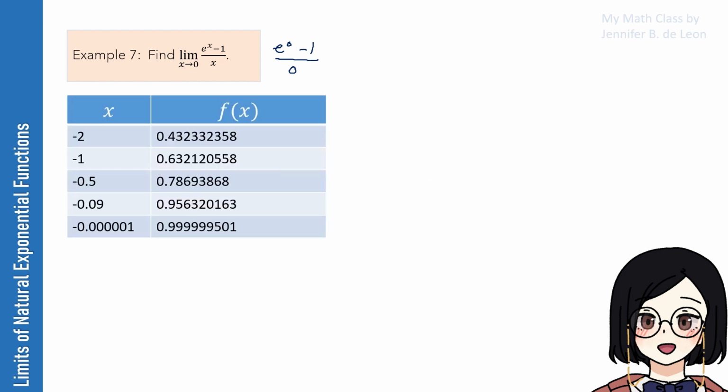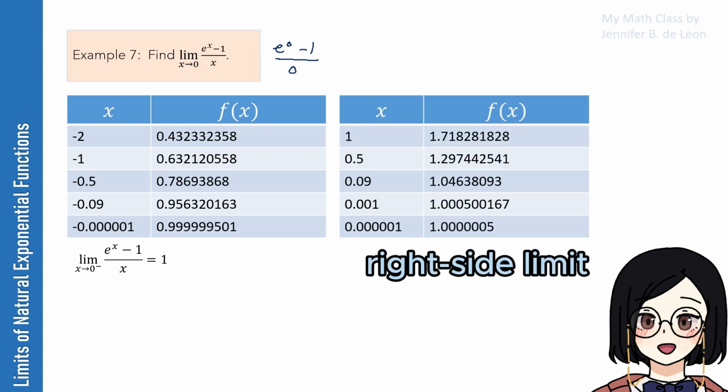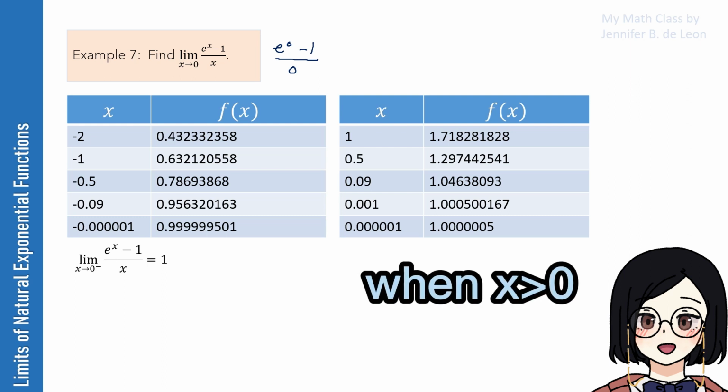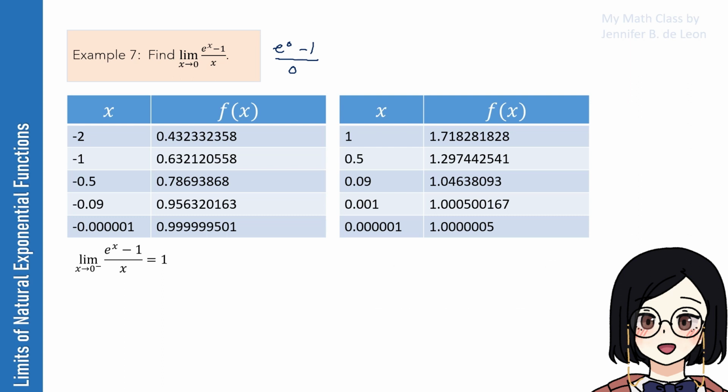Now we evaluate the left side limit of the function. As x approaches 0 from the left, the value of f of x approaches 1. Hence, the limit of e raised to x minus 1, all over x, as x approaches 0 from the left is 1. Evaluating the right side limit, we get values which are greater than 0. As you can see, as the value of x approaches 0 from the right, the value of f of x approaches 1. Hence, we can say that the limit of e raised to x minus 1, all over x, as x approaches 0 from the right is 1.